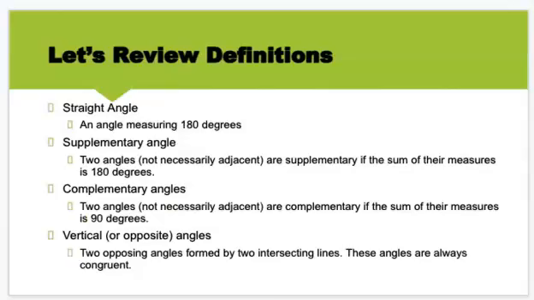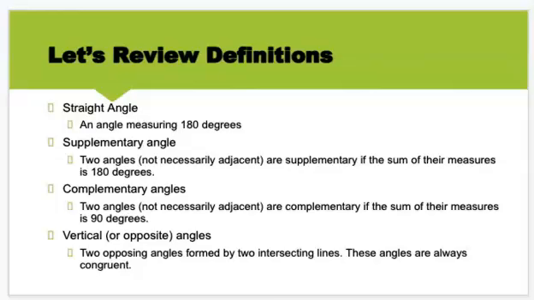Now let's review those. So a straight angle is an angle measuring 180 degrees. Supplementary angles, two angles that are not necessarily adjacent, are supplementary if the sum of their measures is 180 degrees. Complementary angles are two angles, they don't have to be adjacent, that are complementary if the sum of their measures is 90 degrees. And then vertical angles or opposite angles: two opposing angles formed by two intersecting lines. These angles are always congruent, meaning they have the same measure.